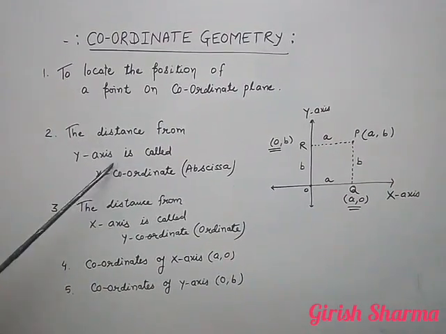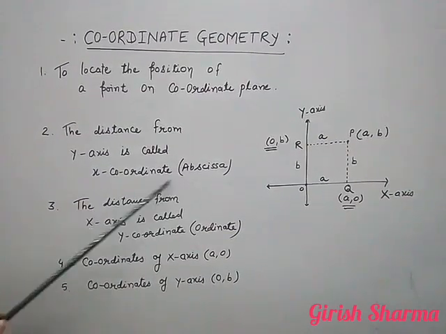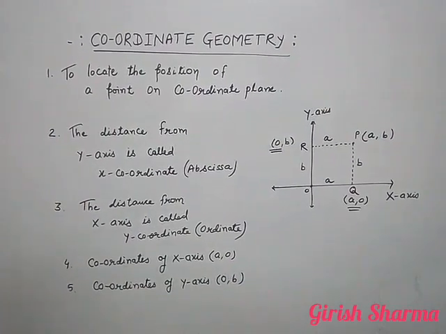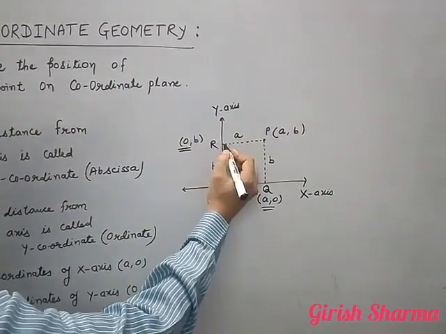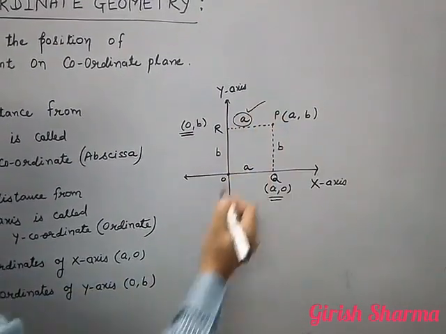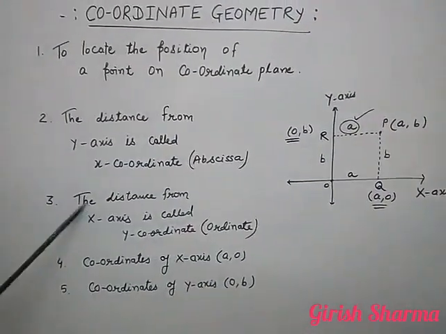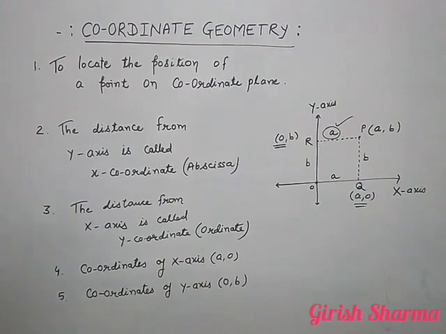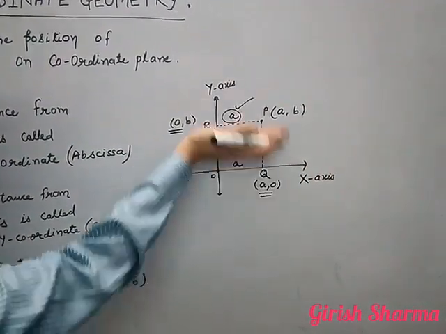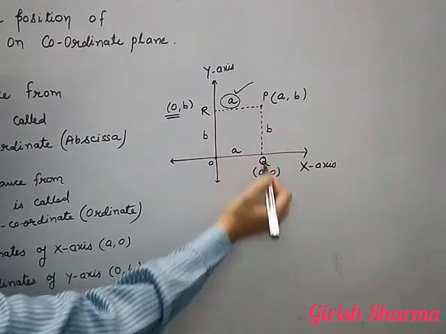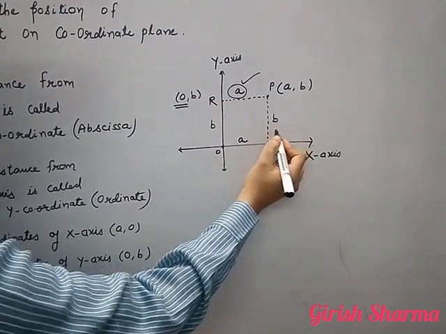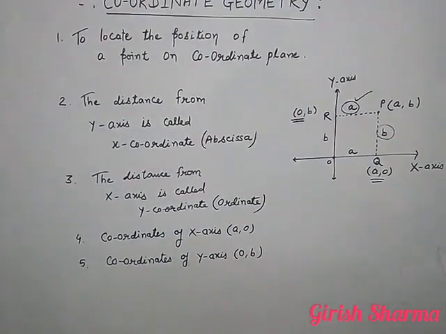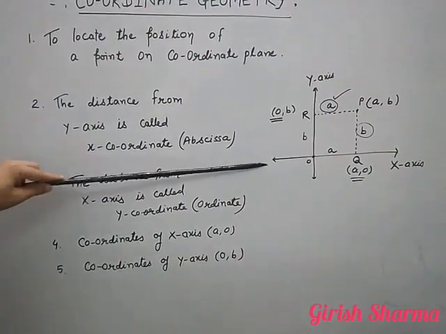The distance from the y-axis is called the x-coordinate, that is called abscissa. See here, this is the y-axis, this is the distance, this is called abscissa. The distance from the x-axis is called the y-coordinate. This is your x-axis, this is the distance PQ. This is called your distance from the x-axis. This is called the y-coordinate.